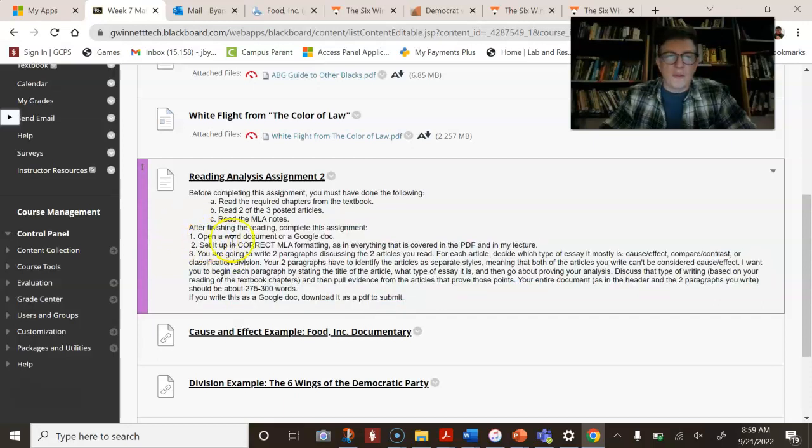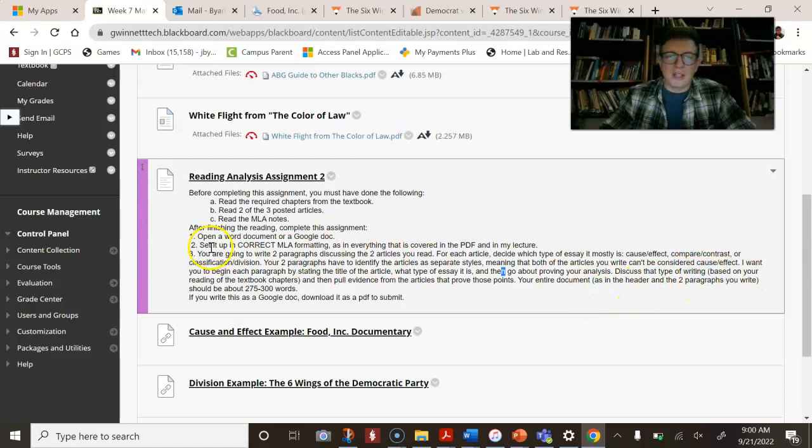All right, so after finishing the reading, complete this assignment. Open a Word document or Google Doc, set it up correctly in MLA formatting. Then you're going to write 2 paragraphs discussing the 2 articles you read. For each article, decide which type of essay it mostly is: cause and effect, compare contrast, or classification division. Your 2 paragraphs have to identify the articles as separate styles, meaning that both articles you write about can't be considered cause and effect. I want you to begin each paragraph by stating the title of the article, what type of essay it is, and then go about proving your analysis.